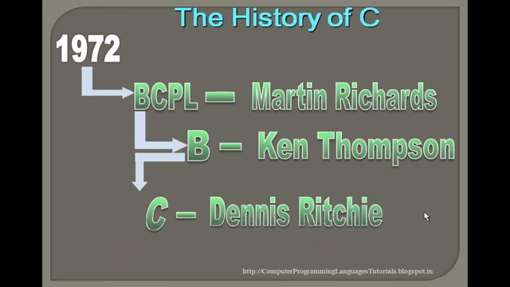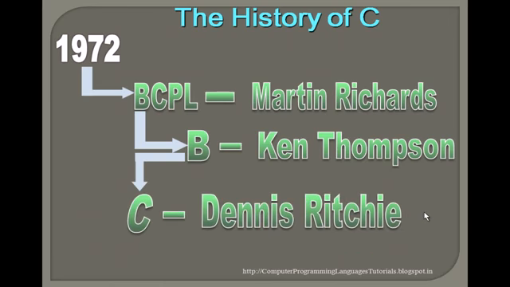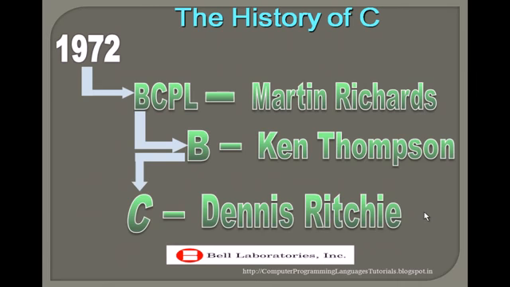In the same year, Ken Thompson and Dennis Ritchie added some features to B language and gave it the name C language. Why C language? Because alphabetically after B there is C, therefore it is known as C language, and it was founded at Bell Laboratory, USA.